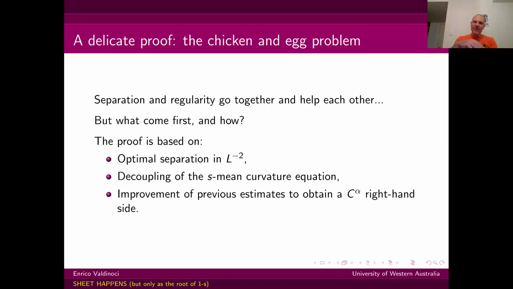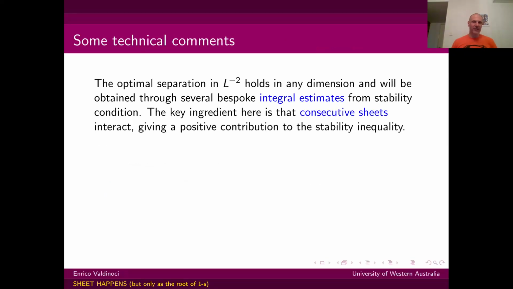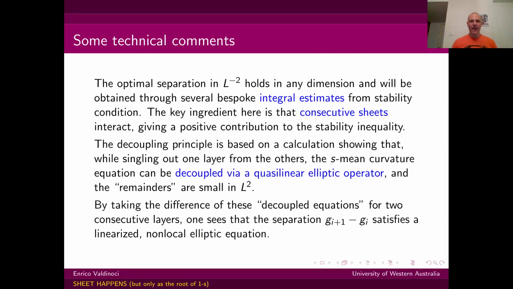But then if you have some optimal separation in L minus 2, you can only look at the next layer interaction, and all the other layers, you put them on the right-hand side as a perturbation. So that is useful because you can improve the optimal separation in L minus 2 using now the non-local elliptic regularity theory to obtain a C alpha right-hand side and then bootstrap in a sense.